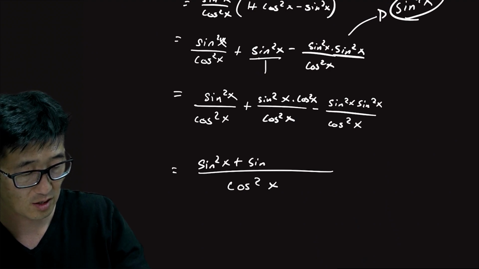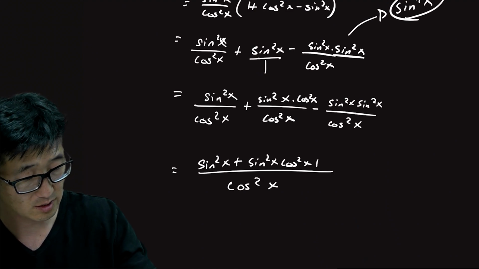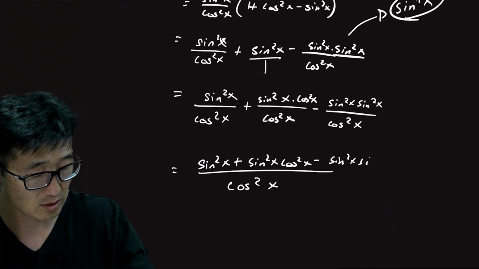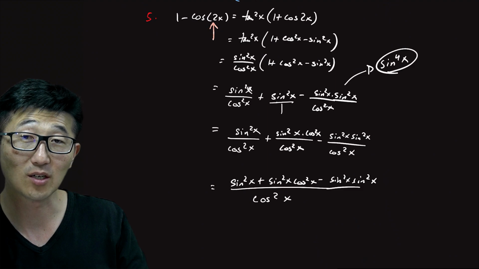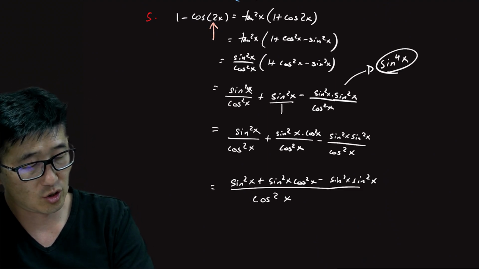Whoa, okay, so now we have one fraction over cosine squared x, and the numerator looks pretty crazy: sine squared x cosine squared x minus sine squared x sine squared x. Huh. Well, that's not going anywhere. So, should we keep going or should we stop? Well, let's see. If I factor out a sine squared x, I'm going to get that. No, that's not going to work.